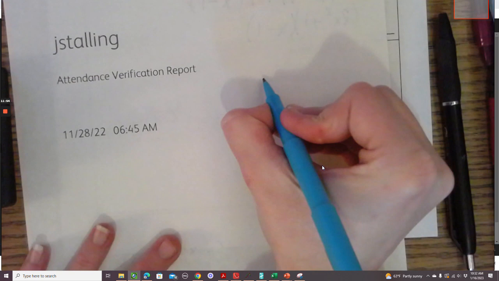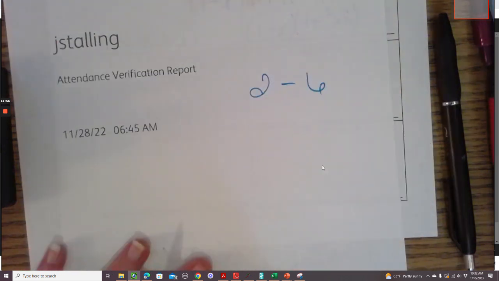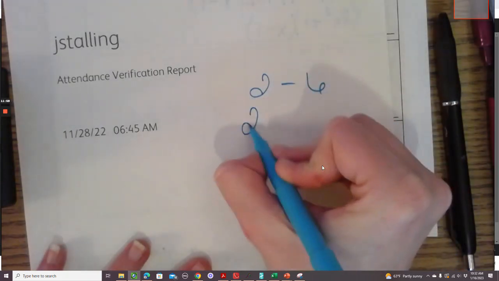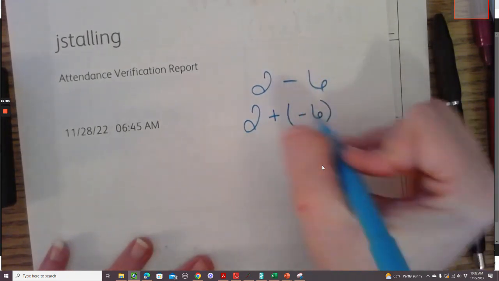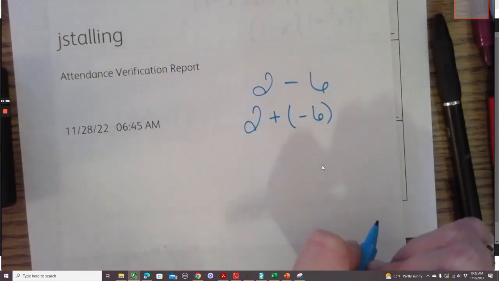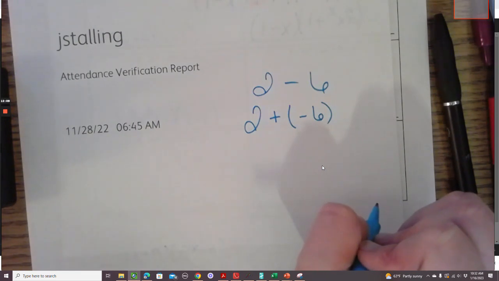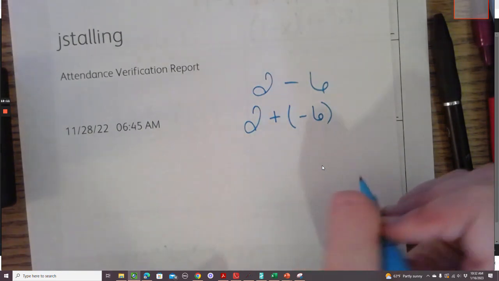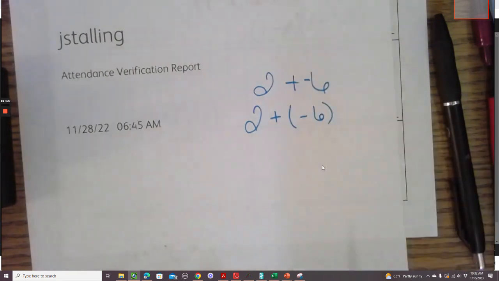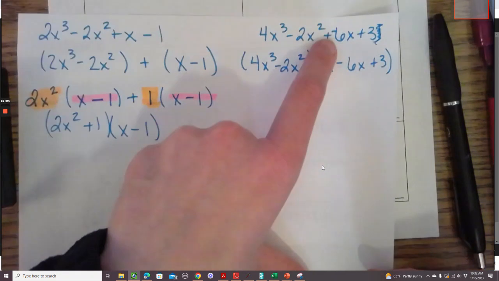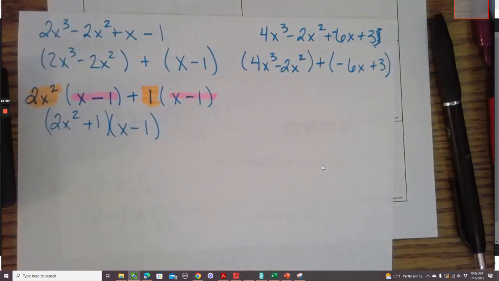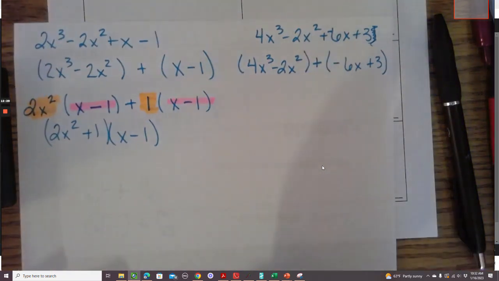2 minus 6, right, is the same as 2 plus a negative 6. There is no such thing as subtraction. Literally, there is no such thing as subtraction. Every subtraction problem, you can add a line, change the sign. You can change every single subtraction into addition. But you don't want to have to mess with distributing a negative. Minus 6x means it's plus a negative 6x. It's the same thing.